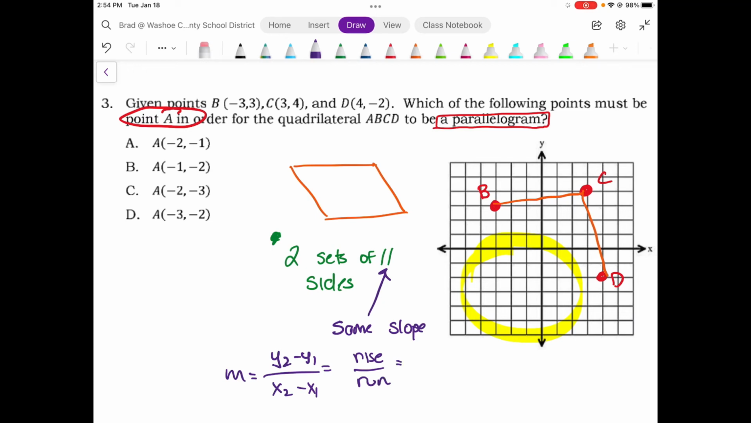Now, rise is going to become up or down, and then our run is always to the right. You good with that? So in this case, if I were to find this side, I'm going to go up 1, as we can see right here. Up 1, and then I'm going to go over 1, 2, 3, 4, 5, 6.